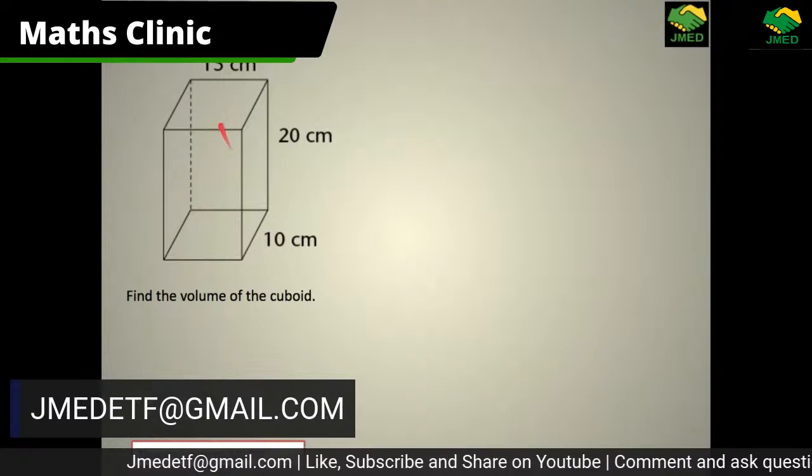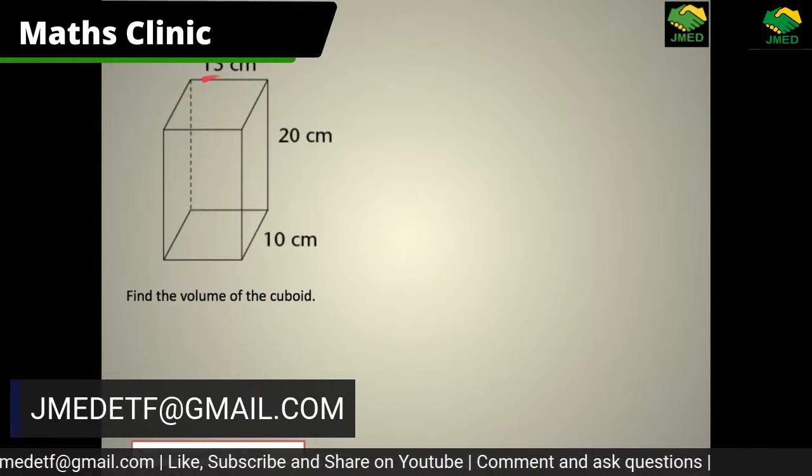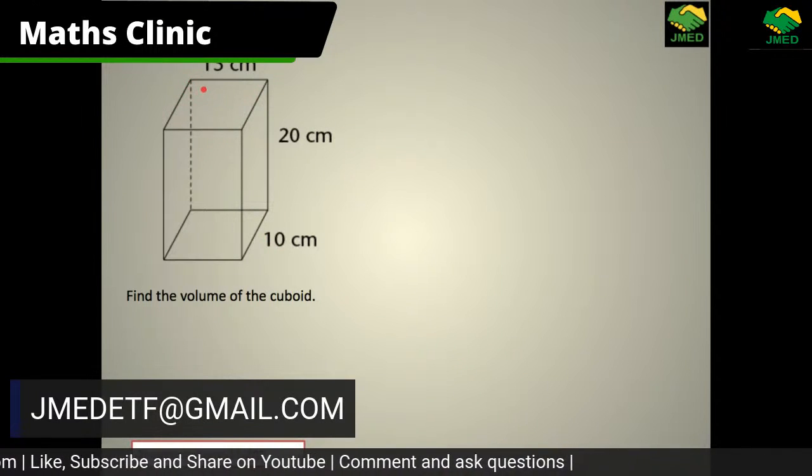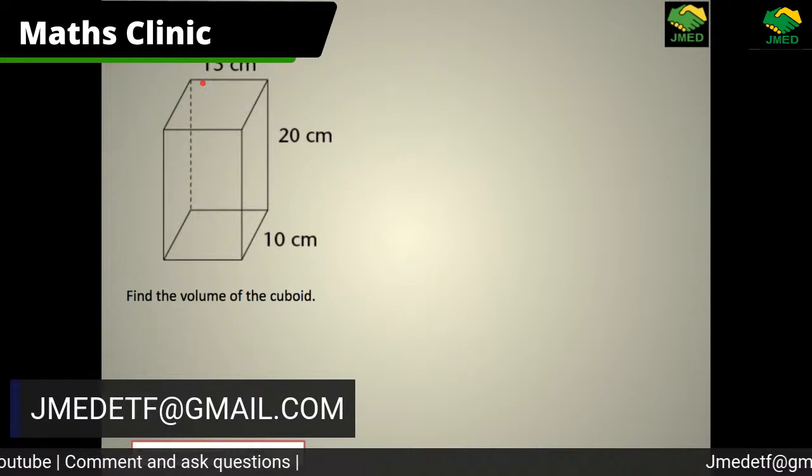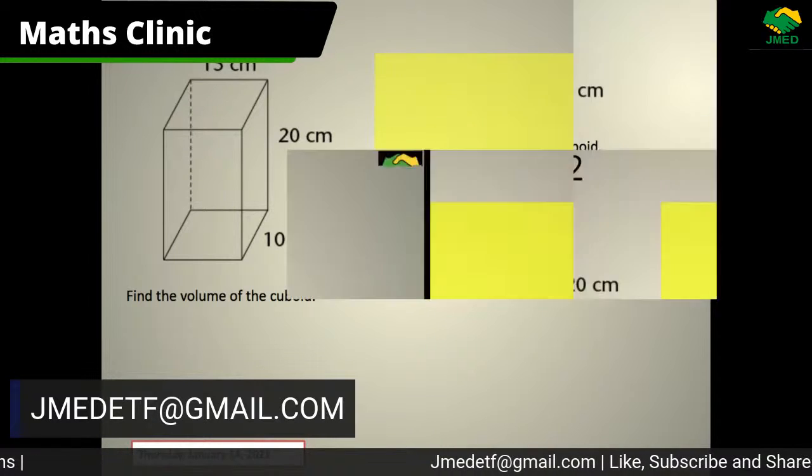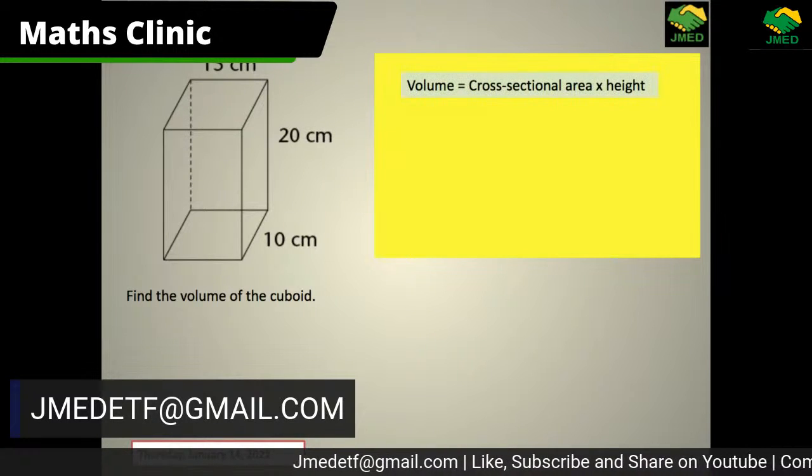For example, if they say it's a cuboid, you know that this must be a rectangle. And so if you're doing additional work, you don't need to know that the corners are right angles because it's a cuboid and that conveys certain information. So formula, cross-sectional area times height.